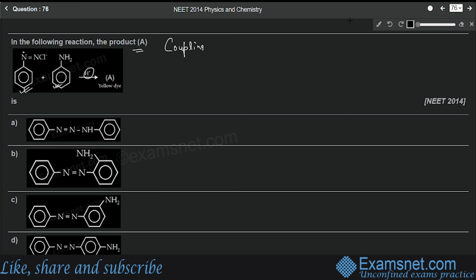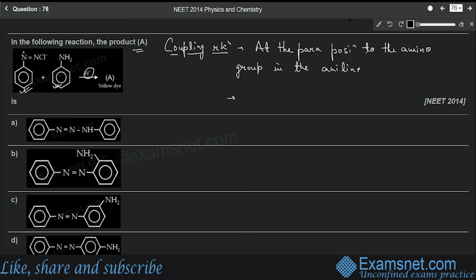Coupling reaction of diazonium salt and aniline, and this reaction will take place at the para position to the amino group in the aniline. Now as a result, what will be formed? An azobenzene compound will be formed. Okay, azobenzene compound is formed.